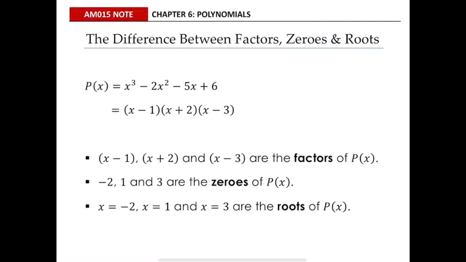The difference between factors, zeros, and roots is the way we write it. We write factors like this. While for zeros, we only state the value of x when all the factors equal 0. And the roots are written as x equals its value.